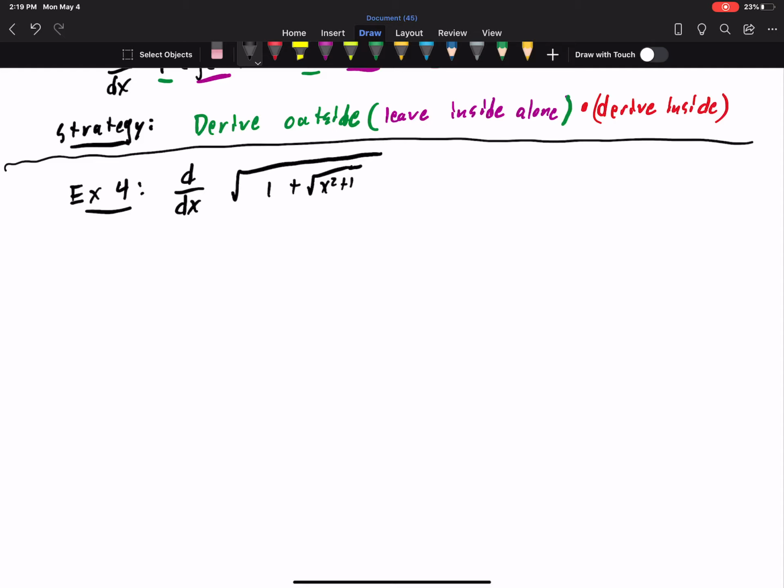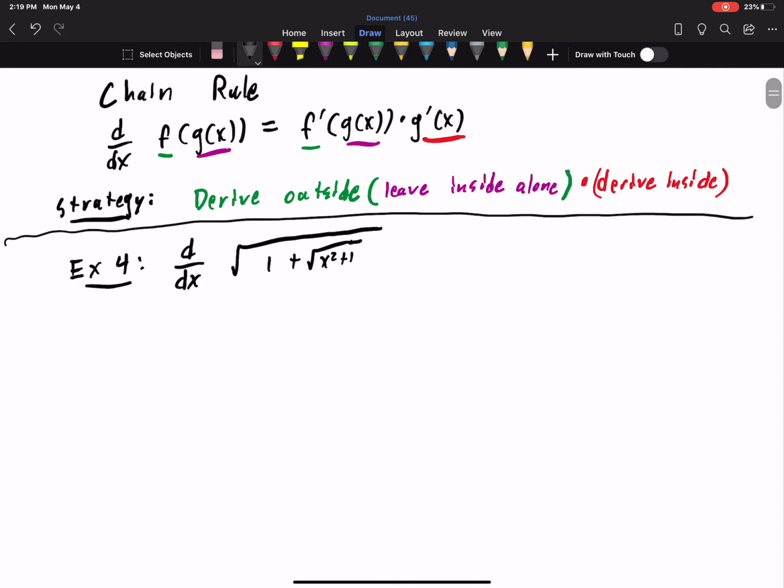All right, moving on to example number 4 of using multiple iterations of the chain rule to derive complicated composed functions. Okay, so what we're looking at here is going to be the derivative of the square root of 1 plus the square root of x squared plus 1. So we have 3 functions that are being composed here.